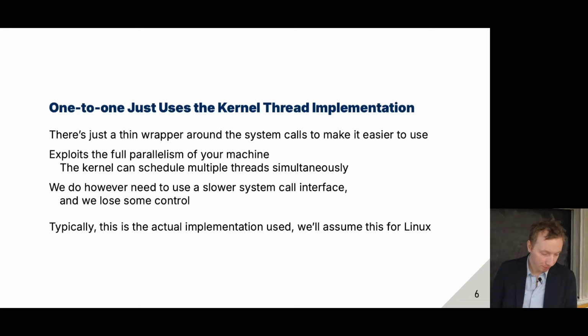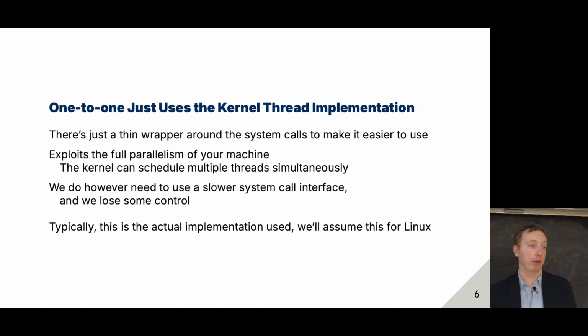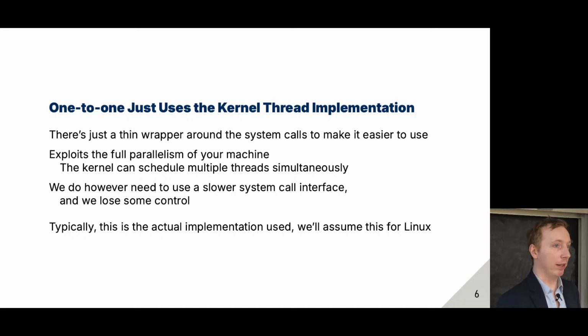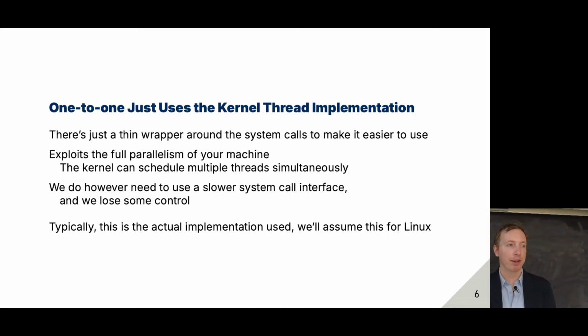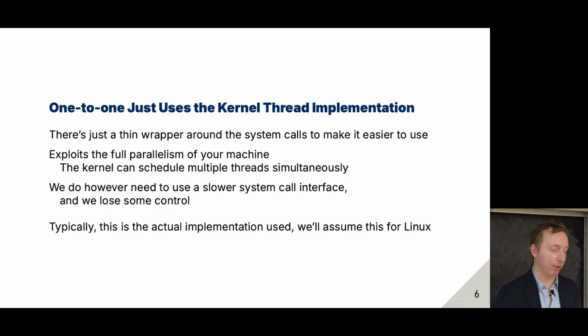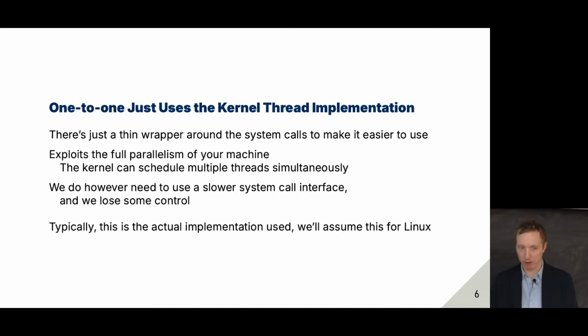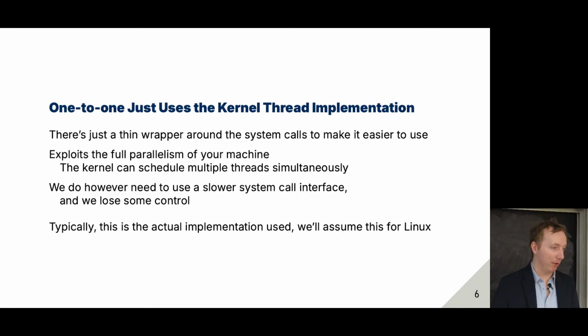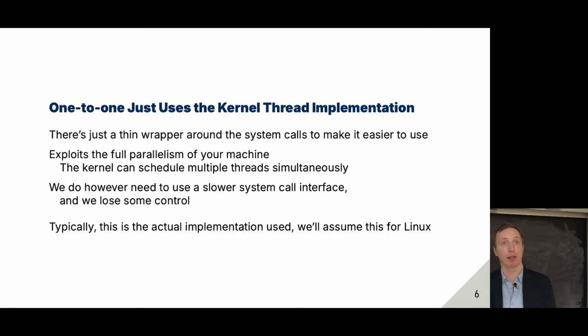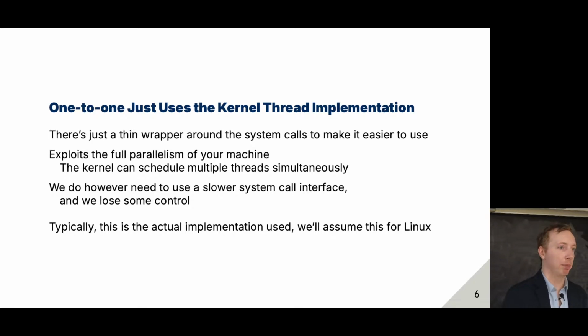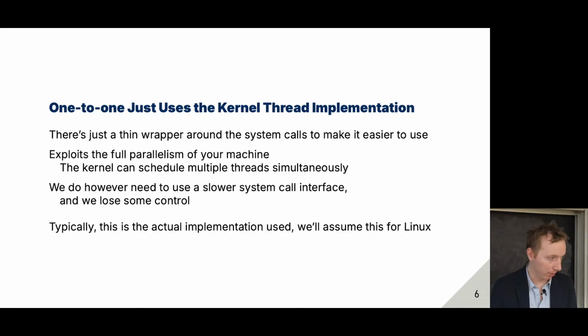So one-to-one just uses the kernel thread implementation. Basically, this is what pthread does. It's just a thin wrapper around the system calls to make it easier to use. Instead of doing some system call, which is actually a clone with a bunch of weird parameters, where you tell it not to create a copy of the page tables and all of that stuff, instead of remembering all the options you have to give to the system call, you just call pthread create and it does the system call for you.